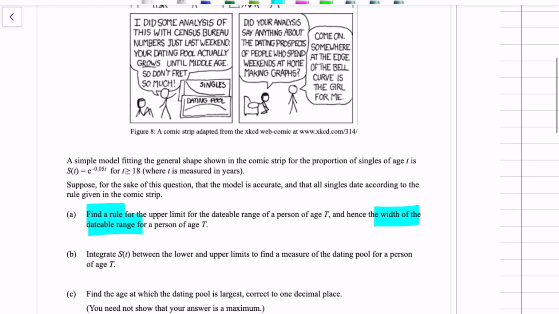Then we've got to integrate the function for the singles, the proportion of people that are single, which is decreasing over time. So we integrate that to find some sort of measure of the dating pool. And then the question, part C there, is asking us to find the age at which the dating pool is at the largest. Okay, so let's get stuck in.